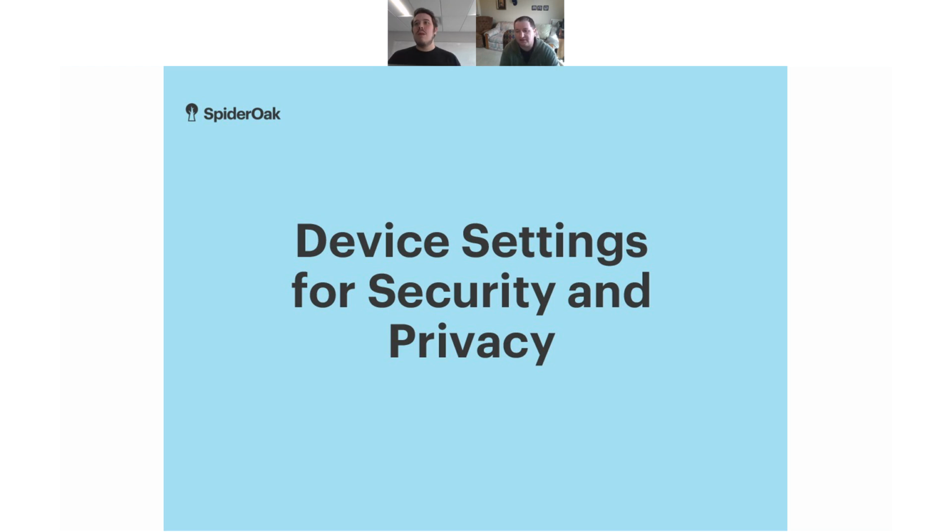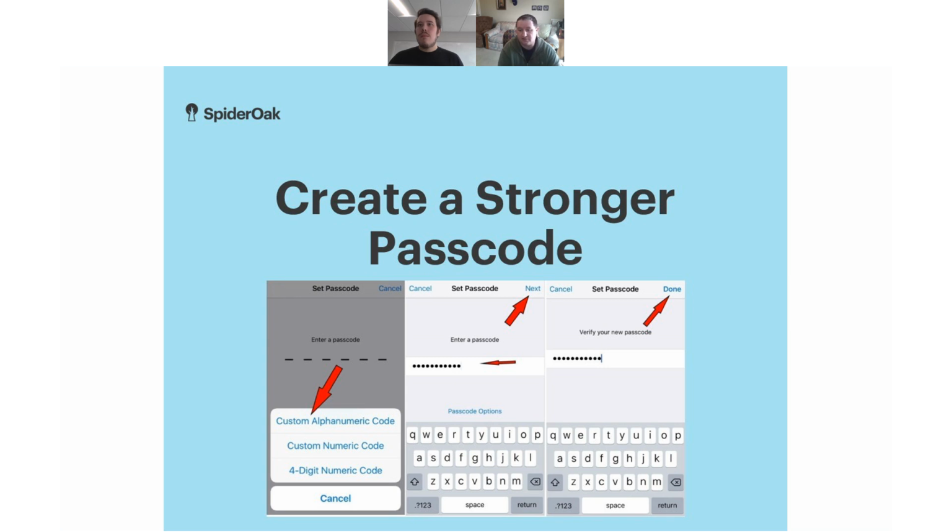Now, in this section, we're going to talk about some specific settings. I've got screenshots in here, but as I said before, we're going to have a handout that we'll share with you that has the specific screens you'll need to go to enable or adjust all of these settings. The first one is creating a stronger passcode.